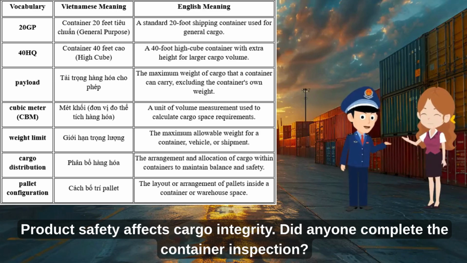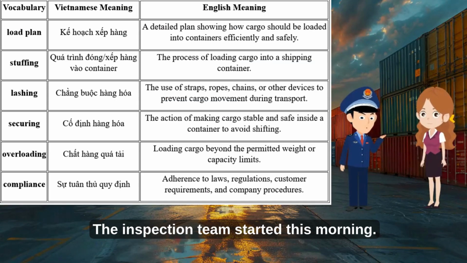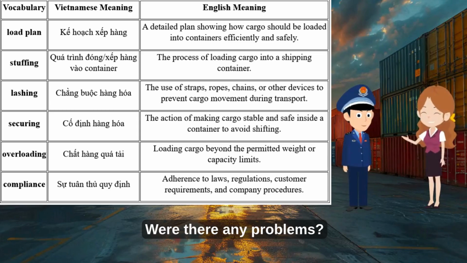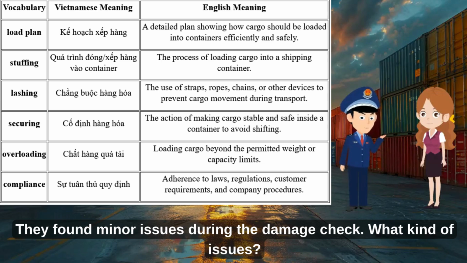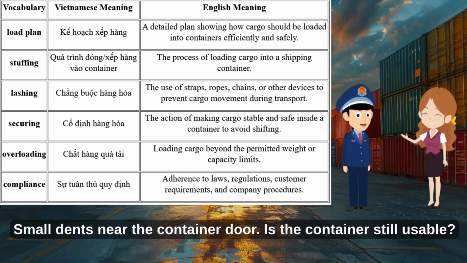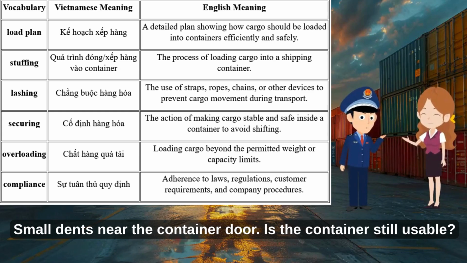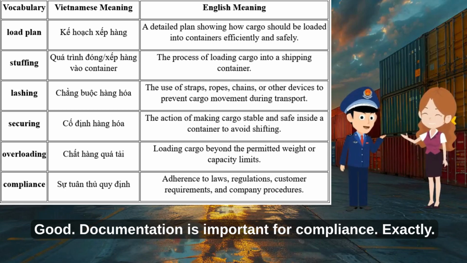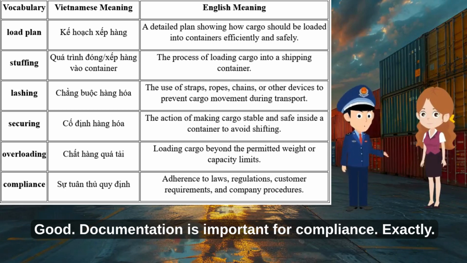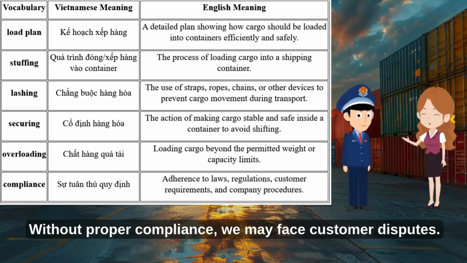Did anyone complete the container inspection? The inspection team started this morning. Were there any problems? They found minor issues during the damage check. What kind of issues? Small dents near the container door. Is the container still usable? Yes, but the findings must be recorded in the container inspection report. Good. Documentation is important for compliance. Exactly. Without proper compliance, we may face customer disputes.